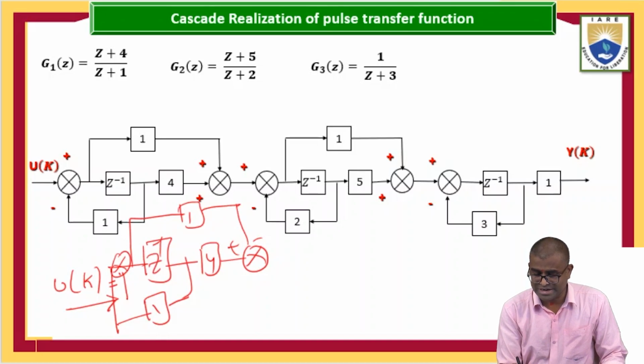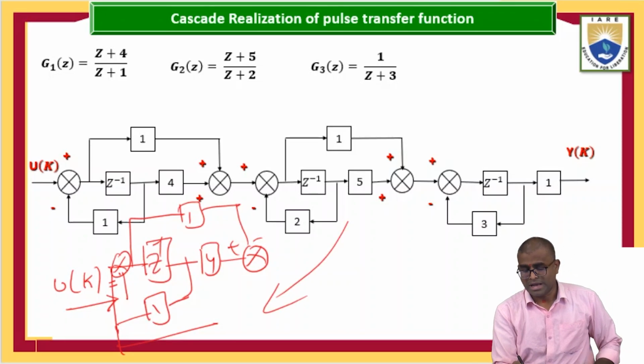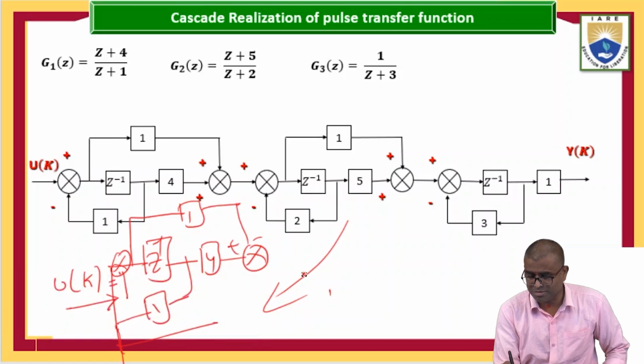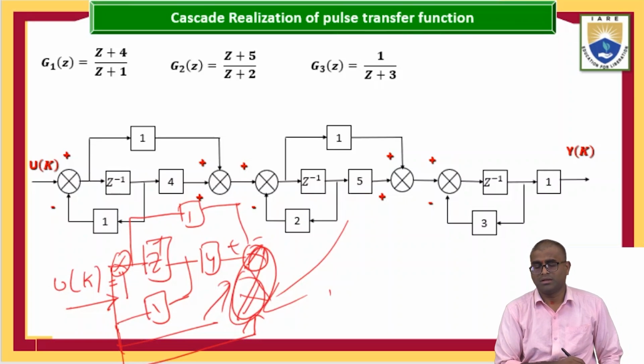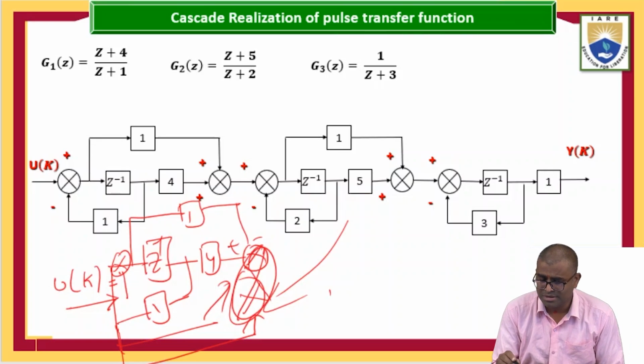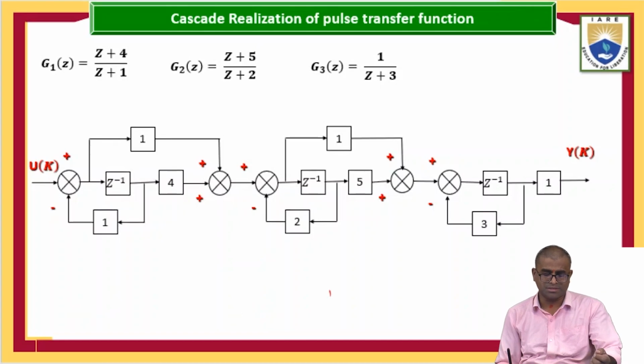So this total function is added there. One more function is coming to here, this part. Again this part is going to be added here, and again the last part is going to be added here. Total part is going to be added here. So this is the parallel connection.